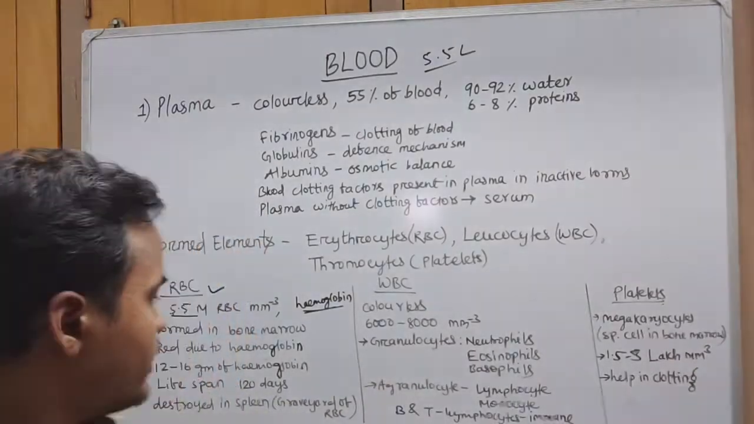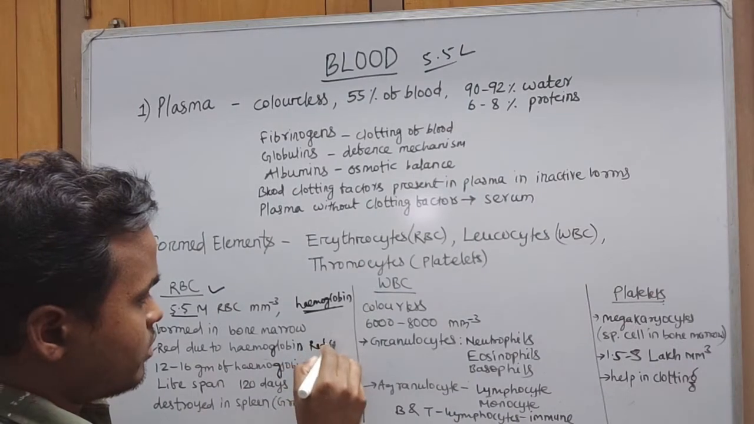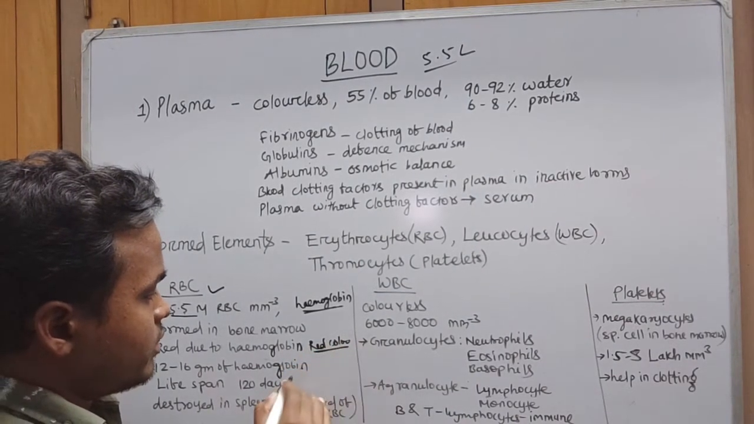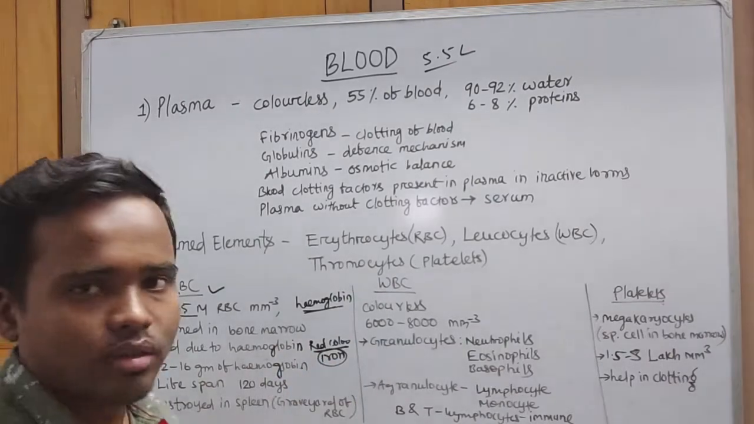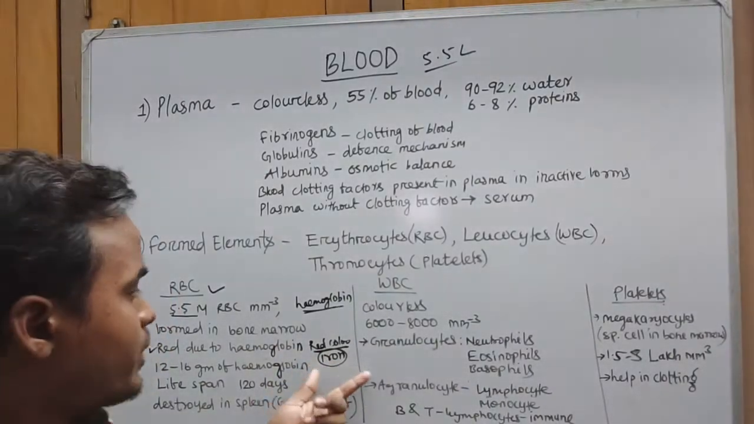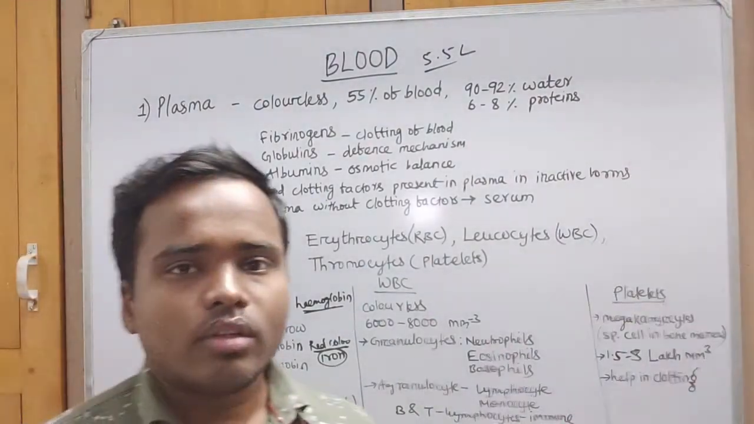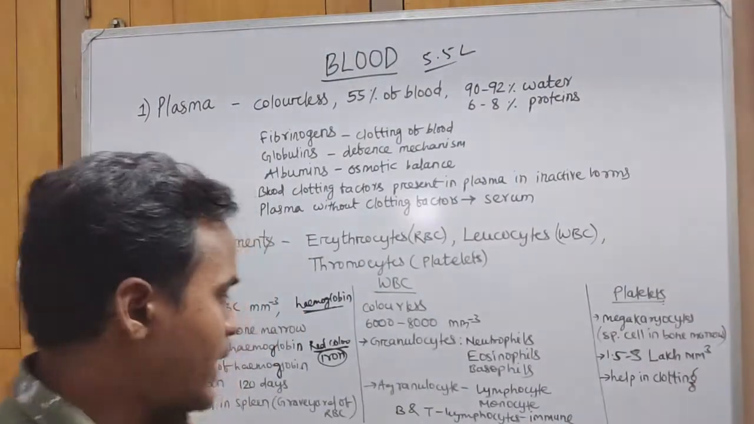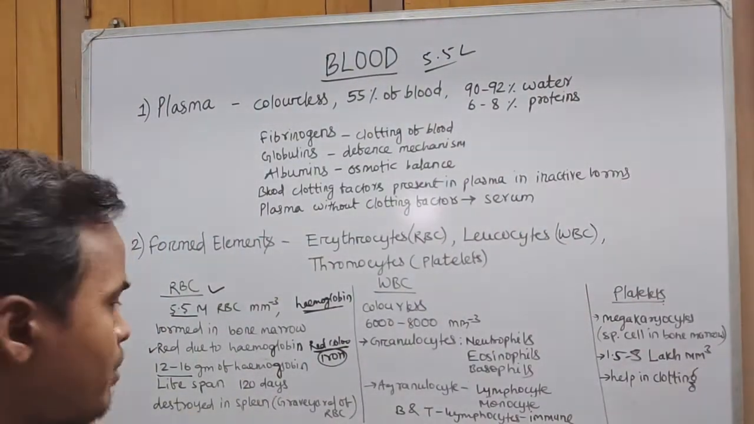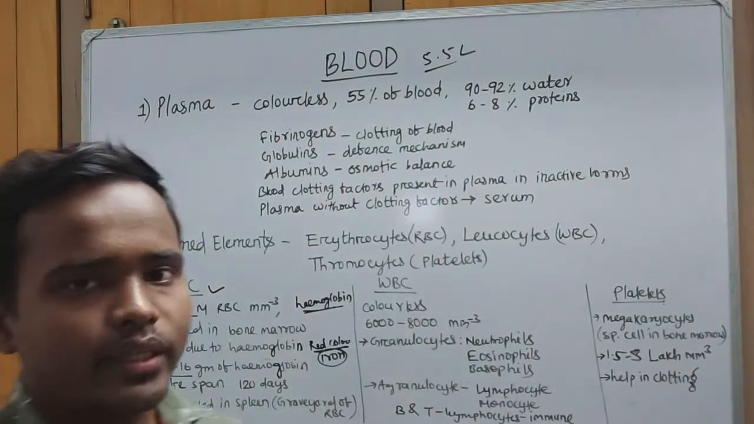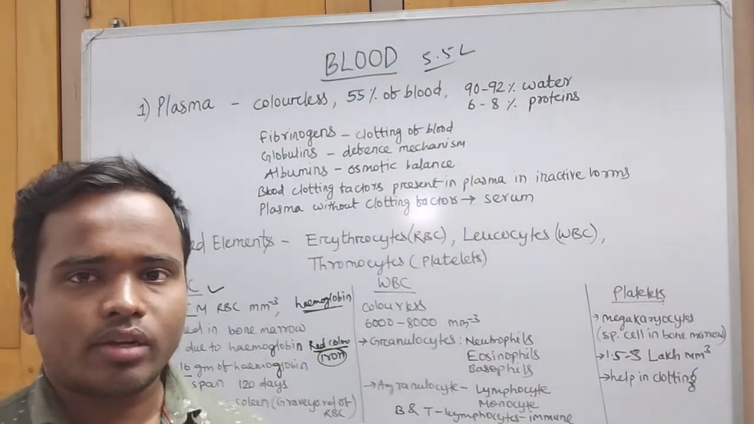And hemoglobin contains a red color pigment or element, that is iron. Okay, iron, due to the presence of iron or red color iron, hemoglobin, the color of the blood is red. And in a human being, 12 to 16 gram of hemoglobin is present, and it is responsible for red color.